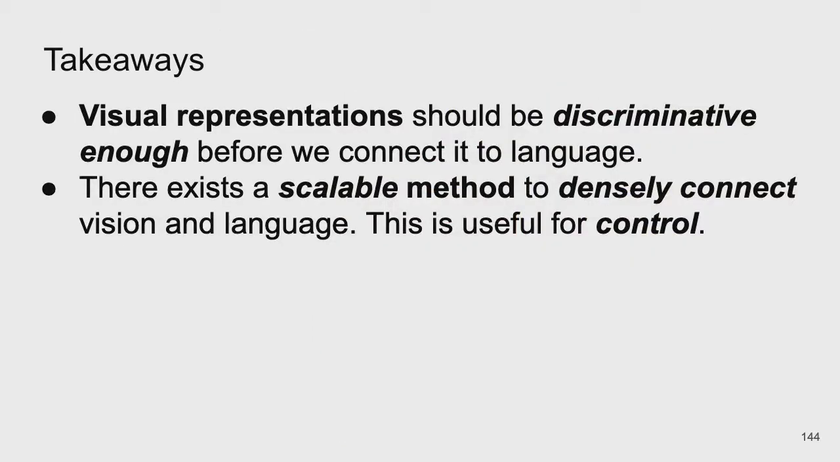Okay, to conclude, takeaways, two messages. The first one is that visual representation should be discriminative enough before we connect it to language. The second message is that you can use localized narratives as a scalable method to connect vision and language densely, at every word, at a word level. And this is also true for control: how you control the captions, how you control generation.